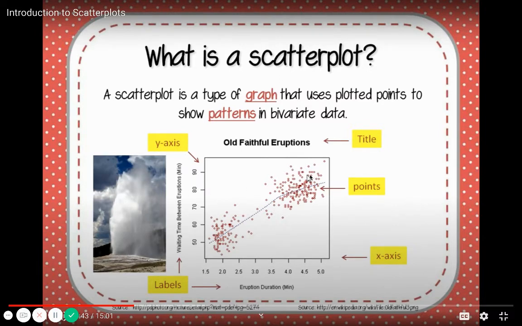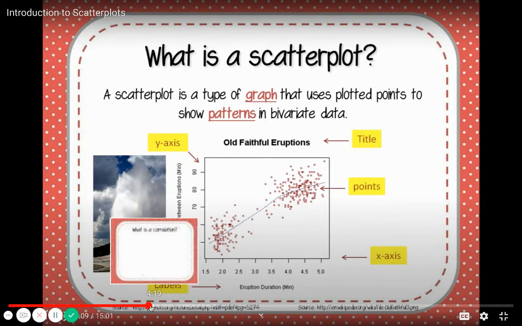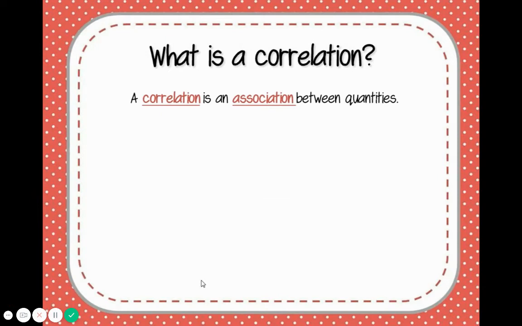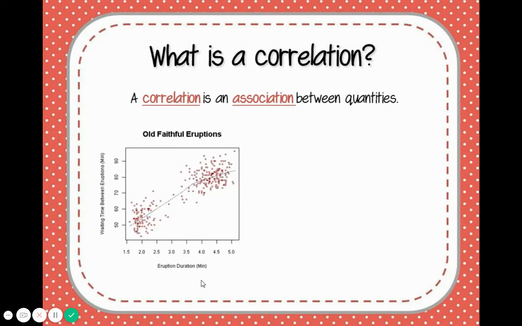Now, what are these patterns and how do I understand them? These patterns are also called correlation. Now, let's look at what correlation means. Okay, so a correlation is an association or a relationship between quantities, right? Again, on our Old Faithful scatter plot here, there's a relationship or a correlation between how long an eruption lasts and how long you have to wait till the next one.